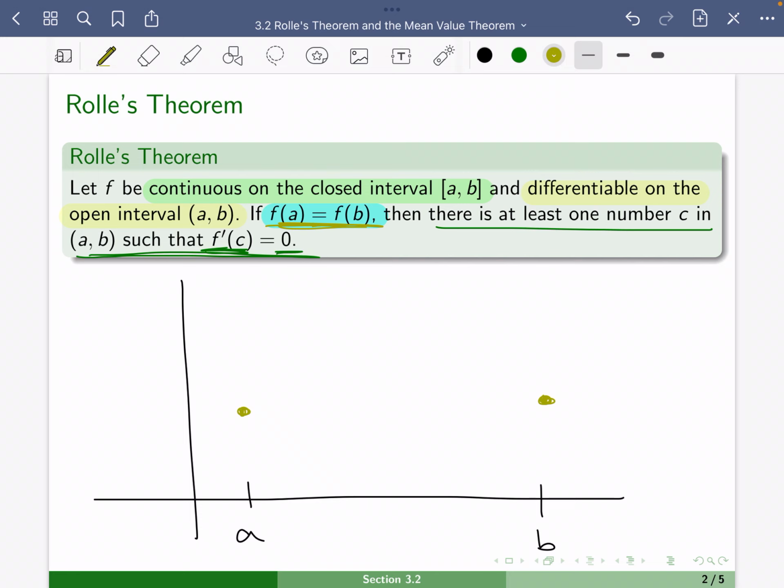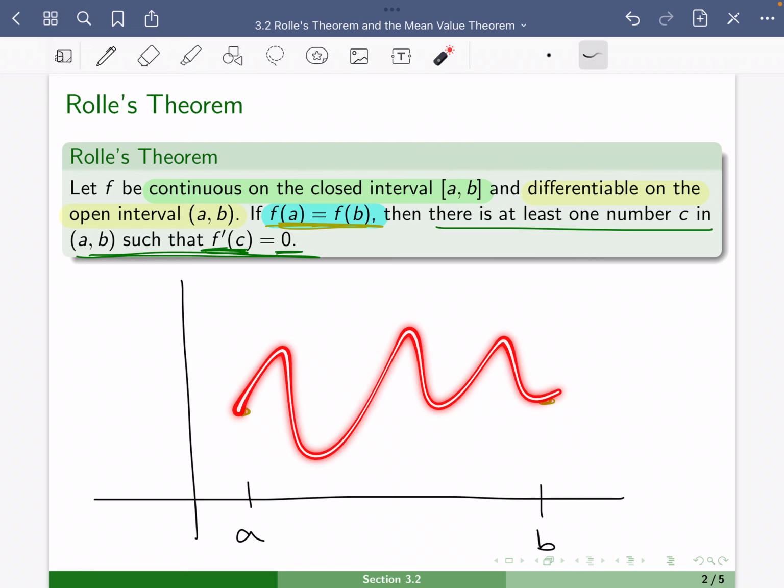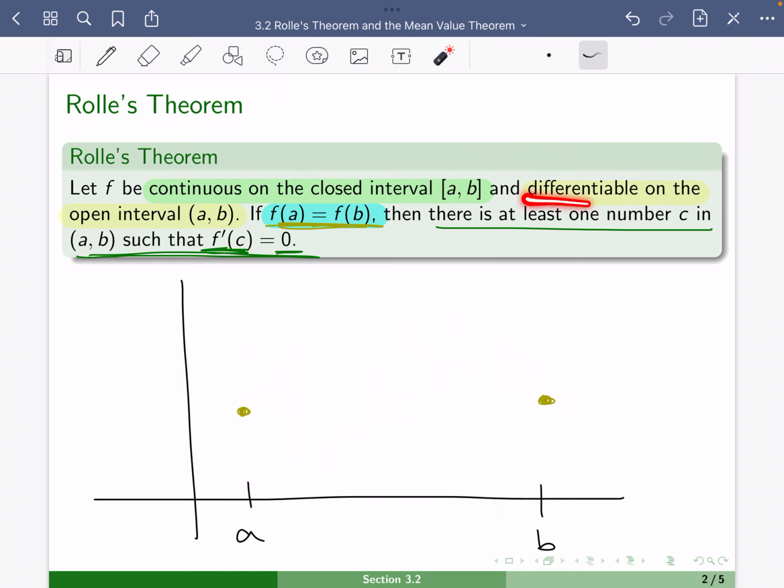It's continuous on a closed interval, so continuous means we should be able to draw this picture without lifting up our writing utensil. Being differentiable tells us something about the smoothness, and so we're not going to have sharp edges. So it's going to be smooth from a to b. Then no matter what picture you draw here, we are guaranteed that somewhere in this interval there is a number c where that derivative is 0.